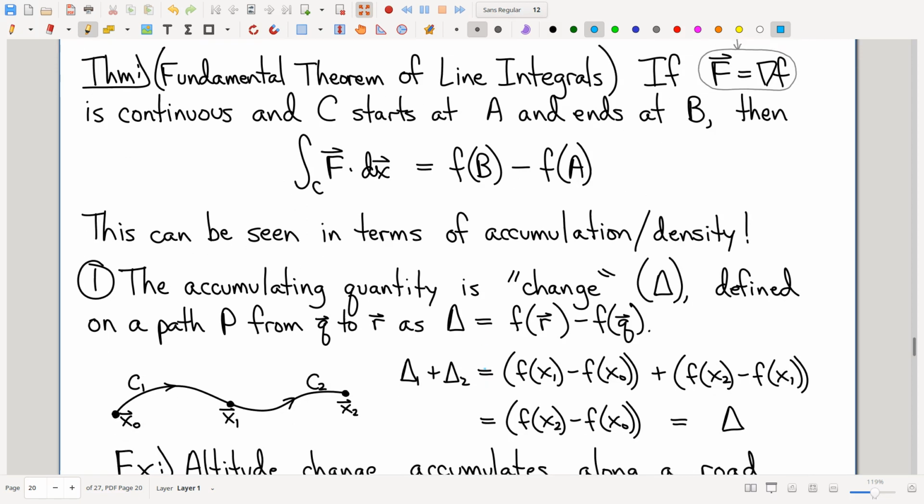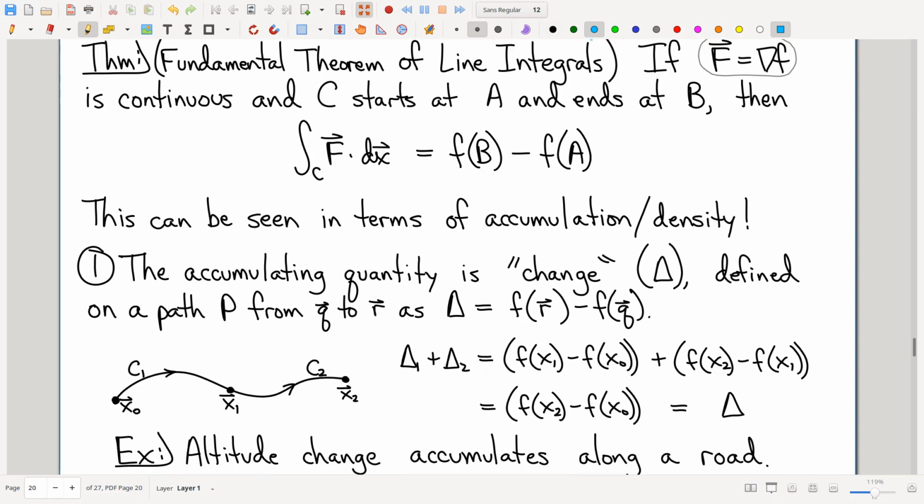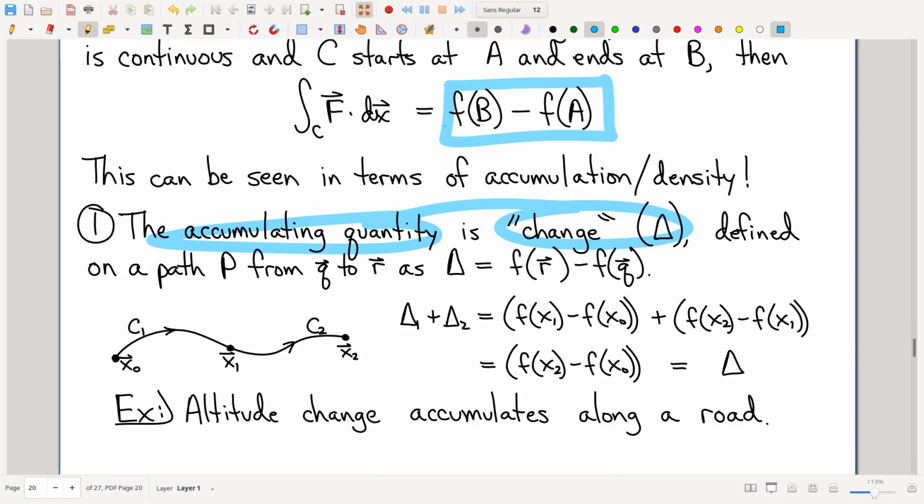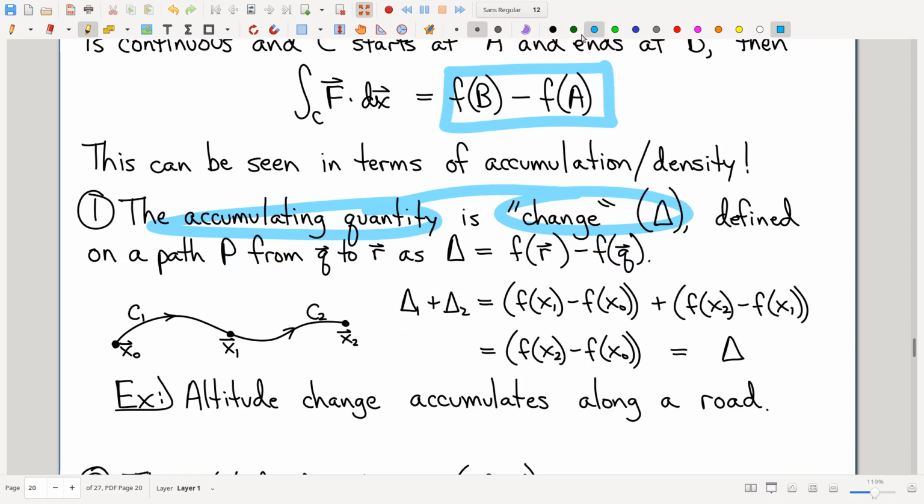Again, we're talking about an accumulating quantity, and the accumulating quantity is change, just like with the fundamental theorem of calculus. You see it right there, f of b minus f of a. This is the quantity in question that we're going to view as accumulating over the interior. Okay, now I need to persuade you that this is an accumulating quantity. This is a little bit different because here we're talking about it accumulating over a curve instead of accumulating over an interval on the x-axis.